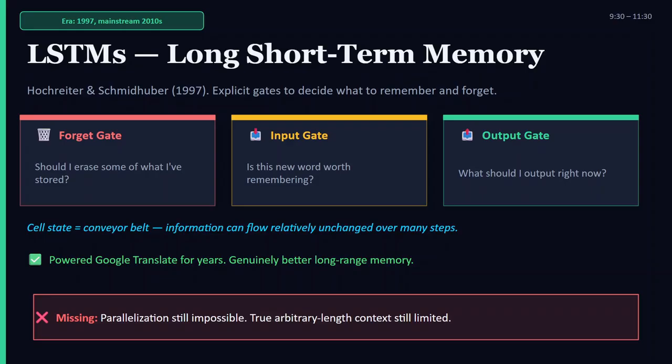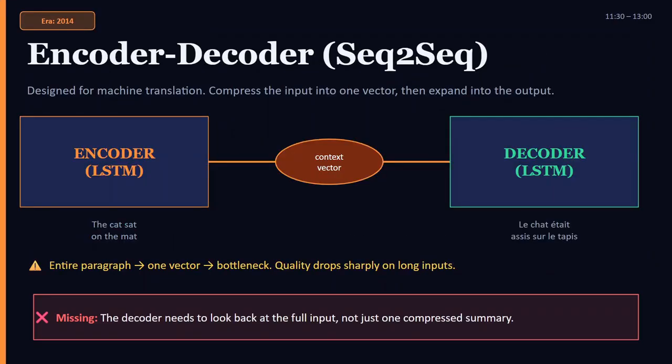Now, that is what made us discover the encoder decoder architecture. So, the idea here is pretty simple. We use one LSTM to encode the input sentence into a single fixed size vector, a meaning bottleneck over here. Then use a second LSTM to decode that vector into the output sentence in another language. For example, the cat sat on the mat in English is simply compressed into a vector, and then it is passed to a decoder which simply produces it in the French language.